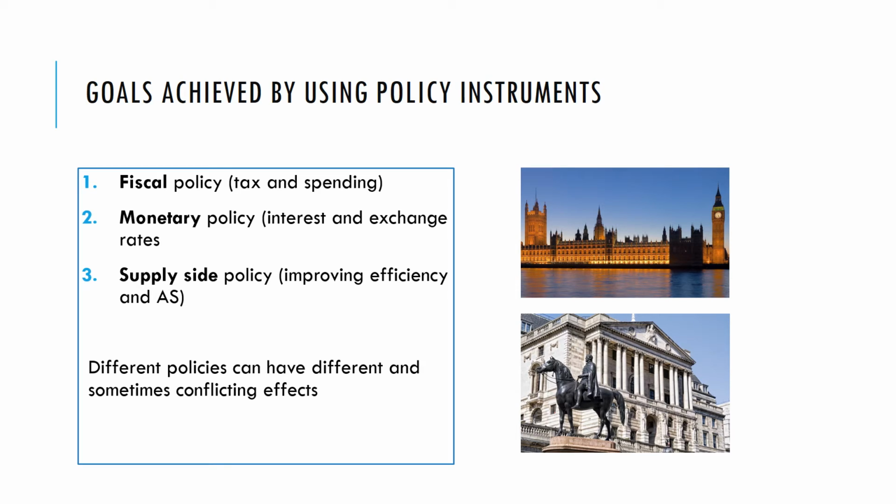And different policies can have different effects. And sometimes those effects can conflict with each other. So, for example, an expansionary fiscal policy might be in conflict with a contractionary monetary policy. So one policy may impact on the outcomes or effectiveness of another. And we need to have an awareness of this and look at some examples.